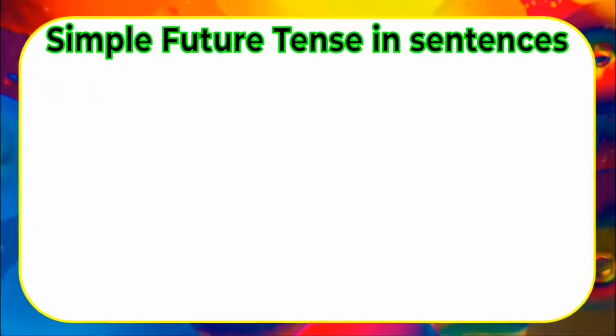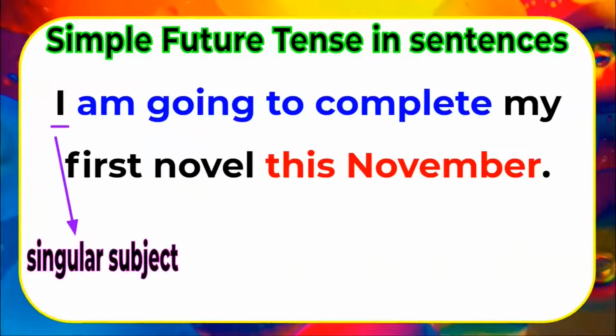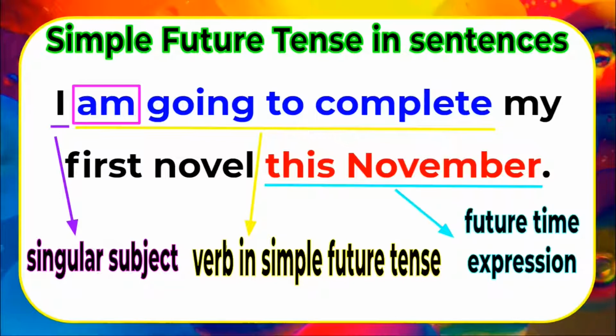Let's look at another set of examples. I am going to complete my first novel this November. The subject is I. It is singular. The verb in simple future tense is am going to complete. We use am because the subject is the pronoun I. The future time expression is this November.